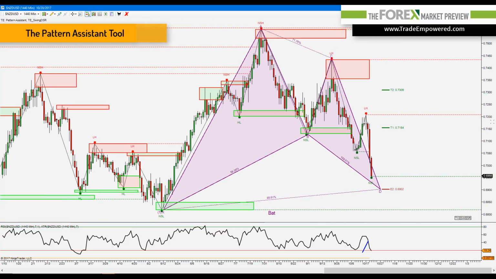So a lot of opportunities here on the New Zealand dollar. Again, there are swing trading opportunities, there are day trading opportunities, there are counter trend trading opportunities, there are trend continuation opportunities. So this is certainly a pair that's going to be on our radar heading into the week.